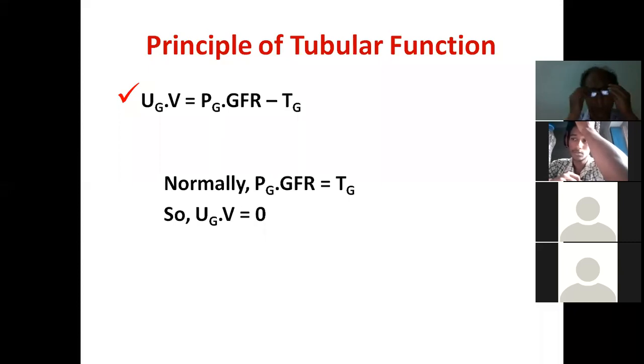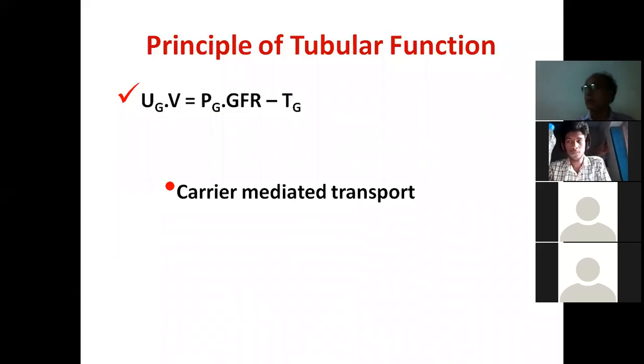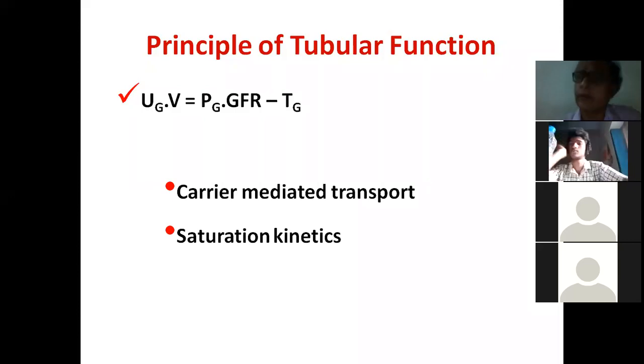For the time being, it may be GLUT, it may be SGLT, sodium-dependent glucose transport, or it may be glucose transport simple, whatever it is, we shall discuss that. But for the time being, we remember that this glucose which is transported out of the tubular lumen is a kind of transport known as carrier-mediated transport. And we all know whenever a molecule is undergoing carrier-mediated transport, it exhibits a phenomenon known as saturation kinetics.